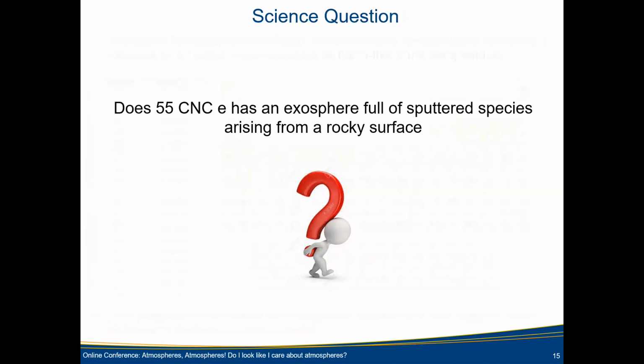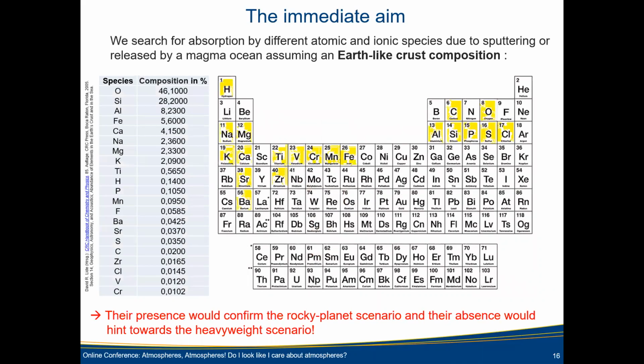What we do now is the following. We think that 55 Cancri e could have an Earth-like crust composition. If we look at the Earth-like crust, you see that we have a lot of sodium, silicon, aluminum, and so on. Here we have a composition in percentage. We look for all those species in the transmission spectrum of 55 Cancri e and cross-correlate templates to look for them. Their presence would hint at a rocky surface scenario, whereas if we don't see anything, this would give another hint that there is maybe a heavyweight atmosphere scenario. Because if we have a rocky surface, we would get some sputtering of material.